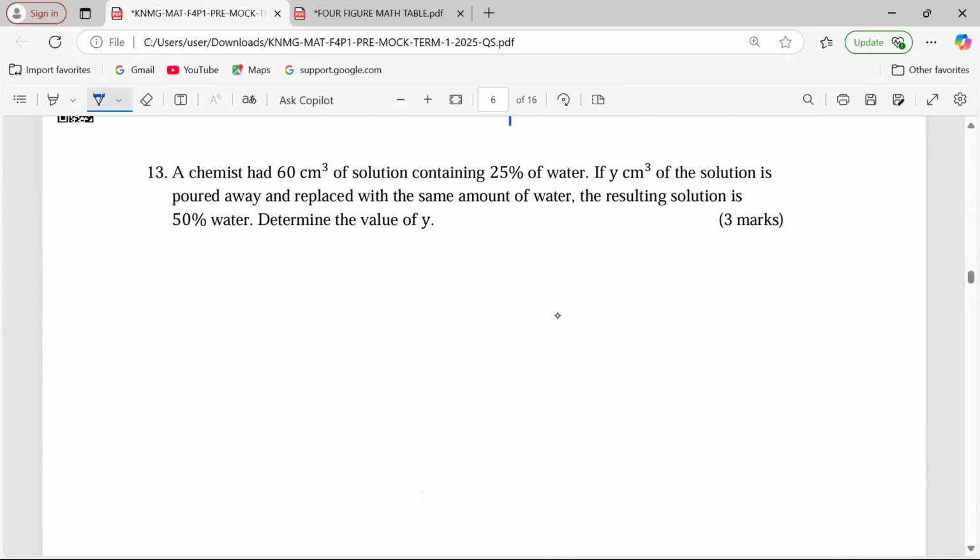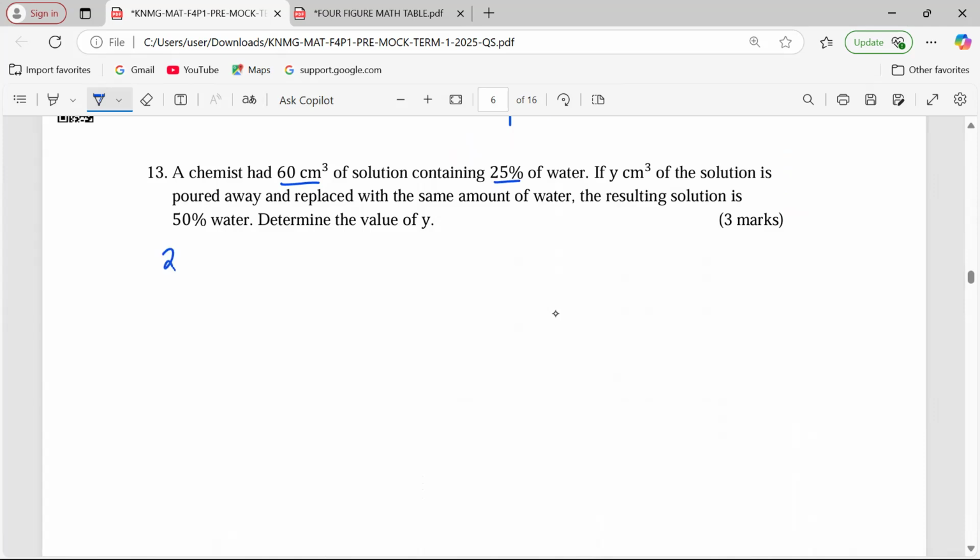A chemist has 60 cubic centimeters of solution containing 25% water. If Y cubic centimeters of the solution is poured away and replaced with the same amount of water, the solution is 50% water. Determine the value of Y. Again, a very interesting question. Let's get the initial volume of water, because the solution is 60.